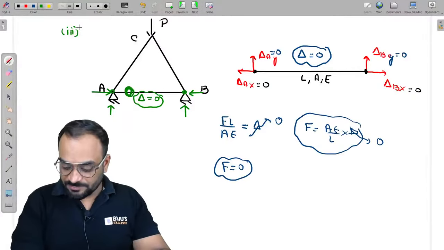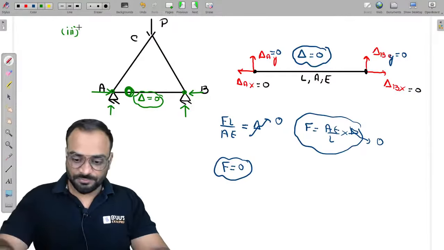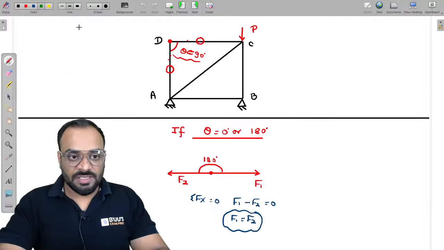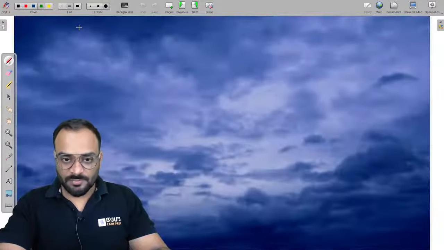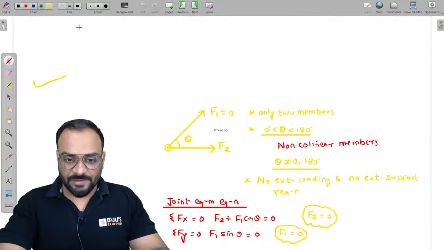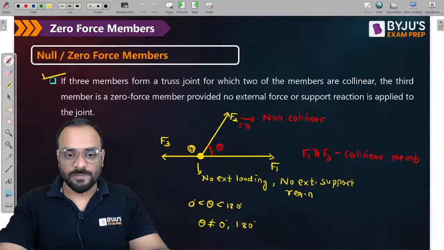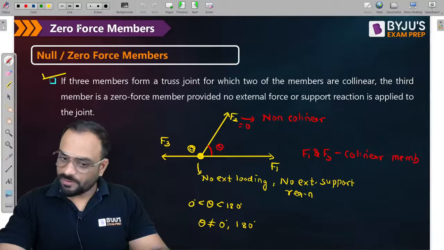Shahid, Balaji, Rahul, tell me, guys, all three concepts are clear? Write it down quickly. Then we will have some questions to solve. Guys. Very nice, very nice.